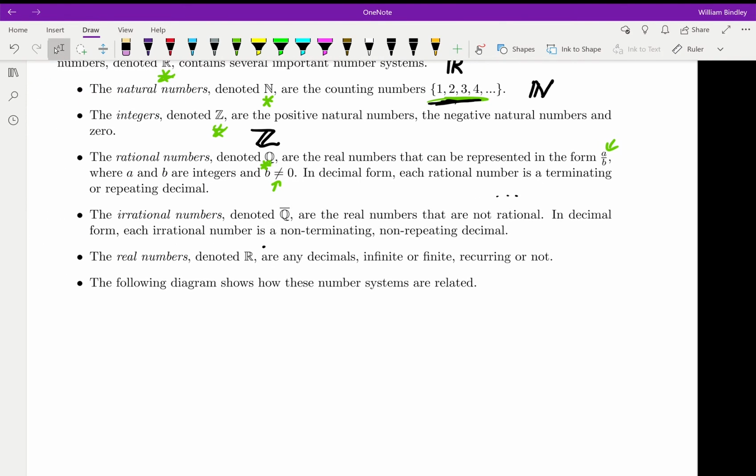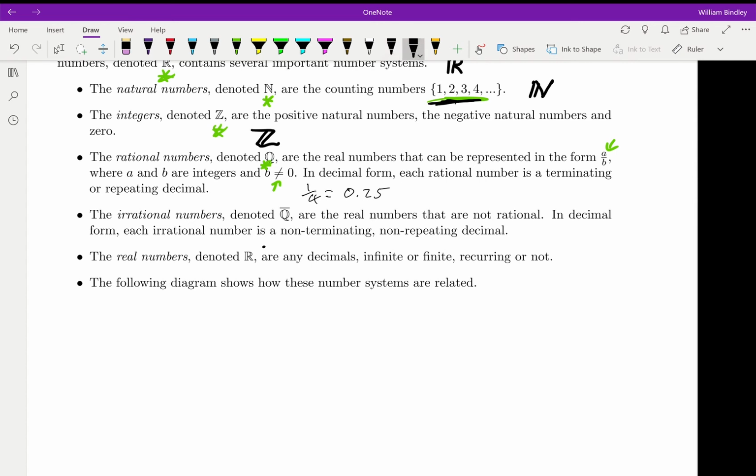Moving on, the rational numbers can be written in decimal form. In decimal form, each rational number is either terminating or a repeating decimal. So for example, if we have 1/4, that's equal to 0.25, and you see this terminates. It doesn't just go on forever.